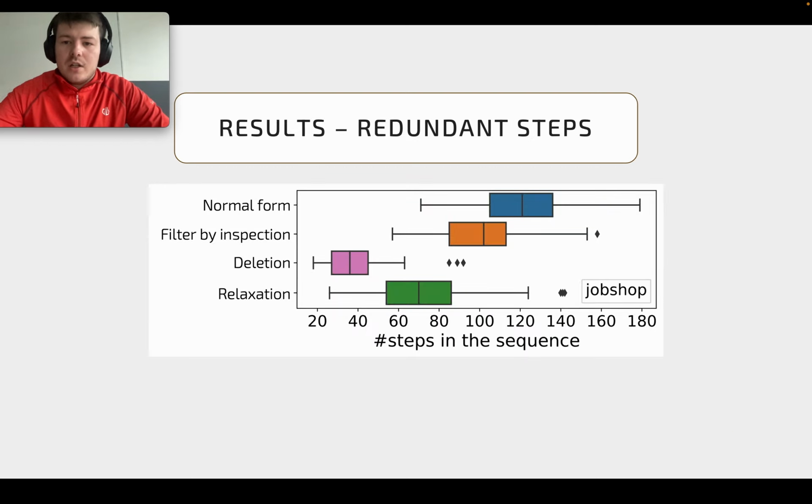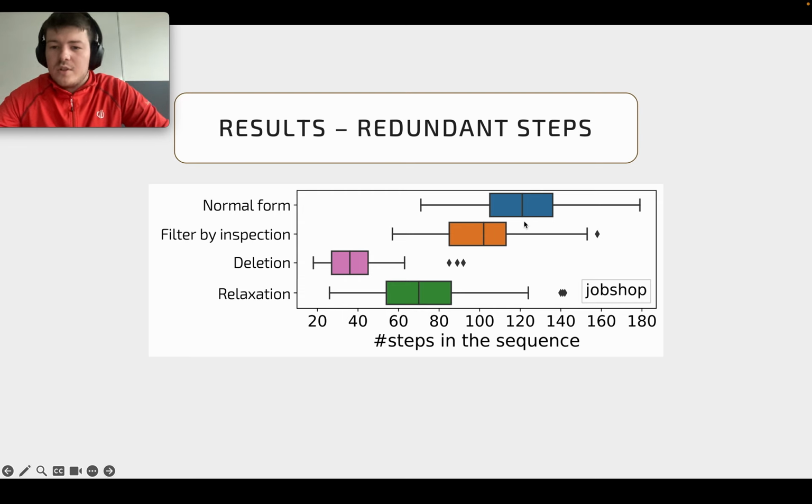So on to the results. So I said, well, it's very important to do this deletion-based filtering to remove these redundant steps, and that you can clearly see here, right? So if we start from our normal form, we have about 120 steps for an explanation sequence of explaining the optimality of a job shop model. And if we remove all of the redundant steps from that sequence, we have about, I think it's 37 steps on average. So that's of course a huge reduction and a lot less to consider for a user.